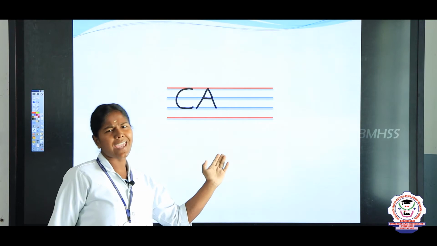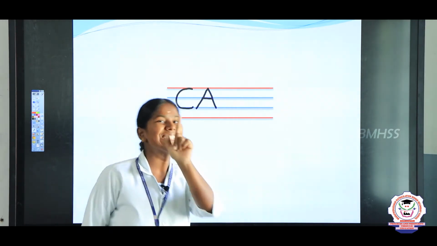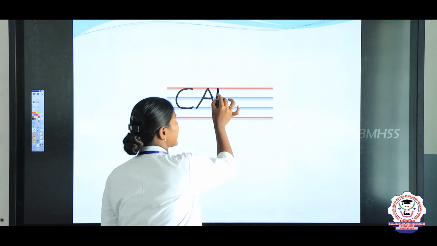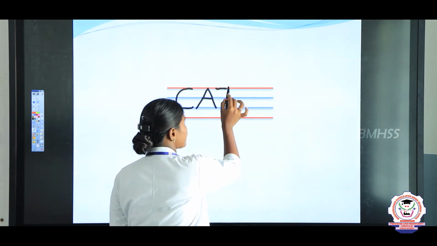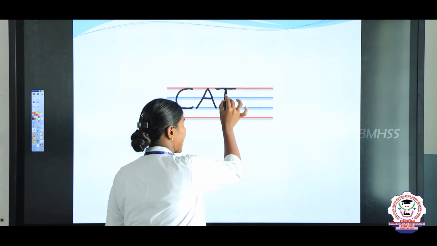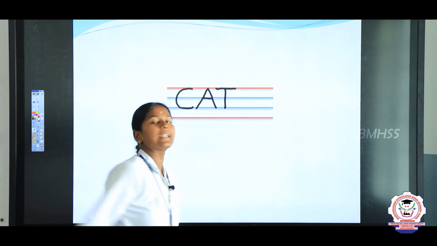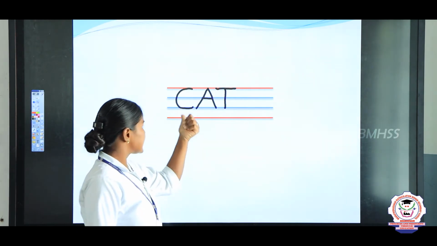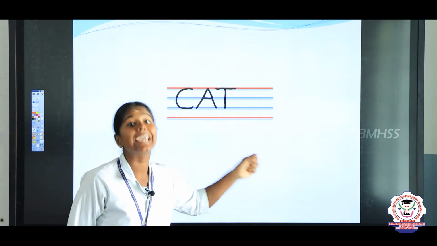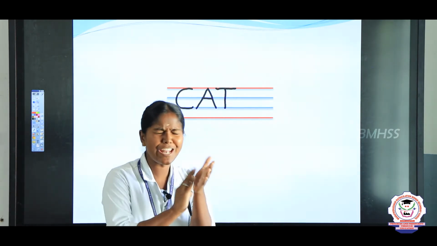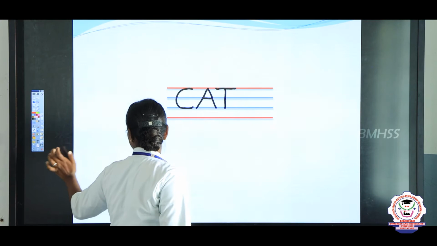See? A. Then the next letter of cat is T. To write T, first touch the top pink line and draw one sleeping line like this. In the center, draw one standing line till the bottom blue line. This is the letter T. Shall we spell it out? C A T. Cat. Very good, children.